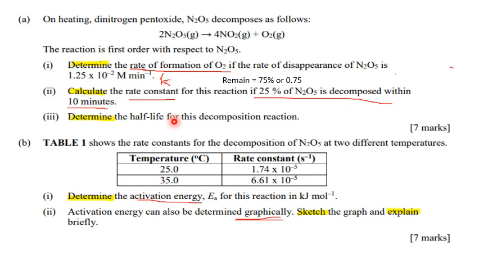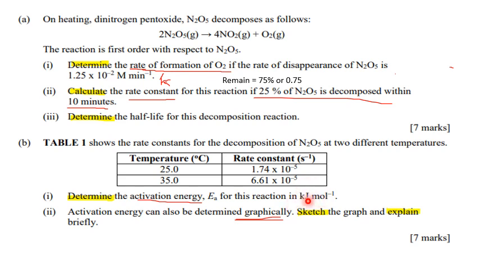So what is the formula for first order half-life? Go recall. Okay, so the answer is ln 2 over k. Then B. Table 1 shows the rate constant for the decomposition of N2O5 at T1, T2, k1, k2. Simple question because it applies the Arrhenius equation.